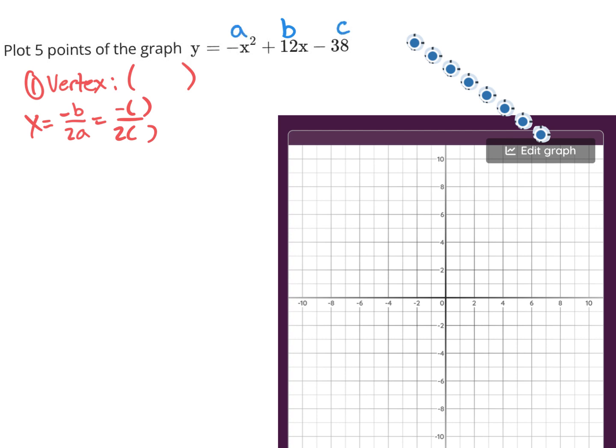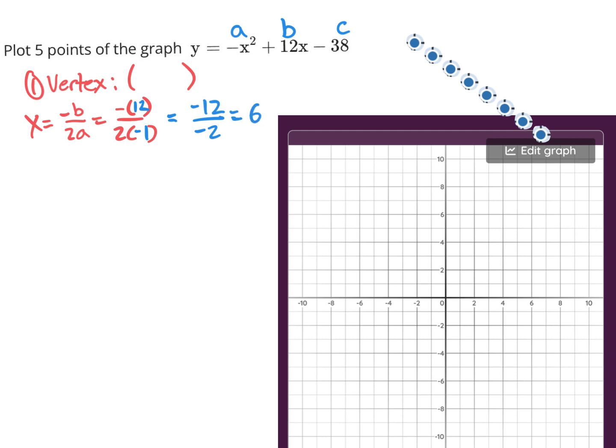And the c value of negative 38, you don't even need it. It's not in the formula. So we're plugging in the b value of 12 and the a value of negative 1. And you end up with a negative 12 up on top. And on the bottom, you have 2 times negative 1, that's negative 2. So you really have negative 12 divided by negative 2. That gives you a positive 6.